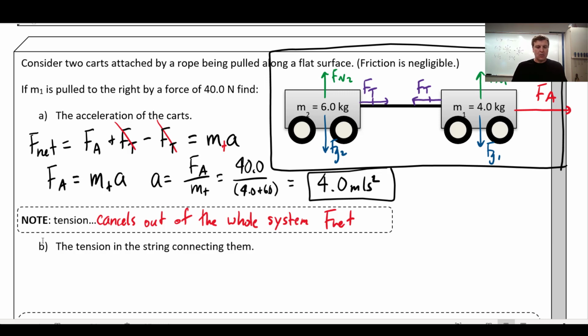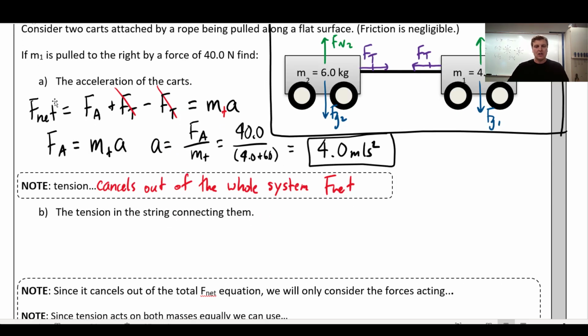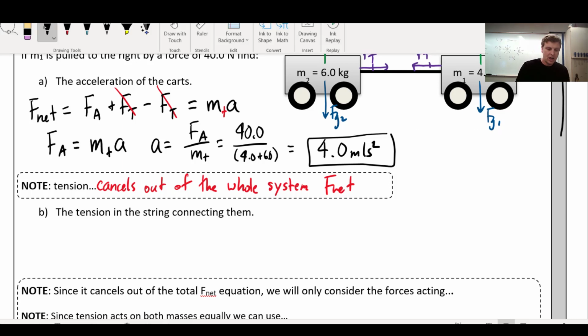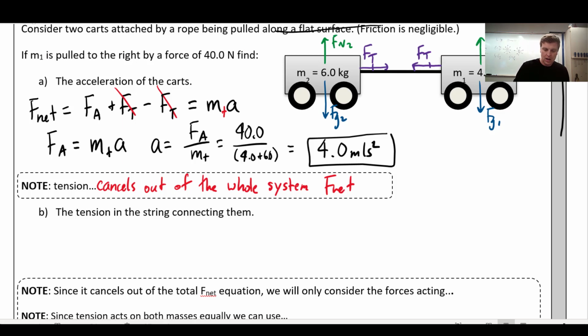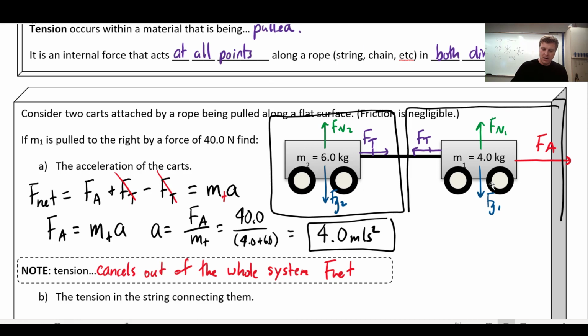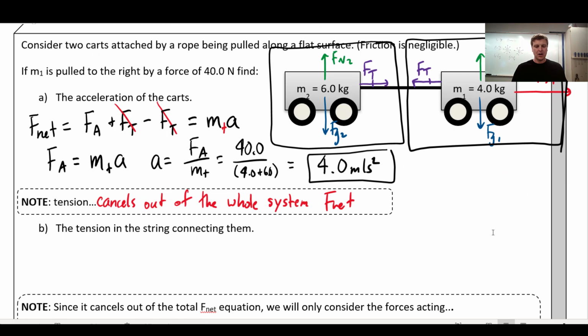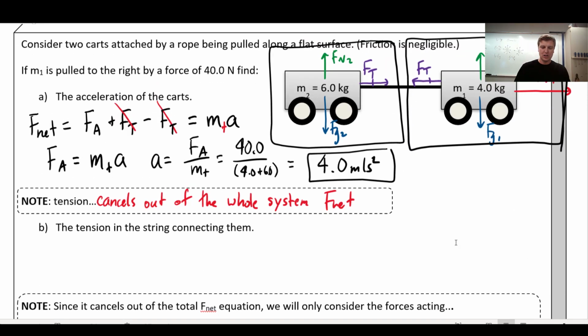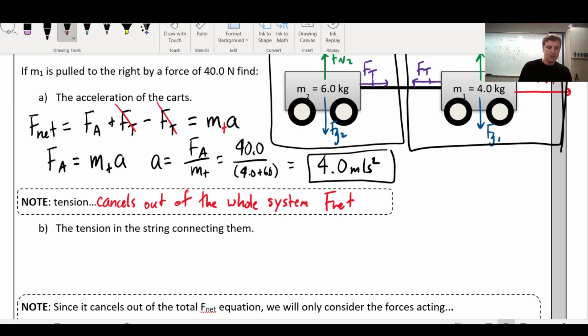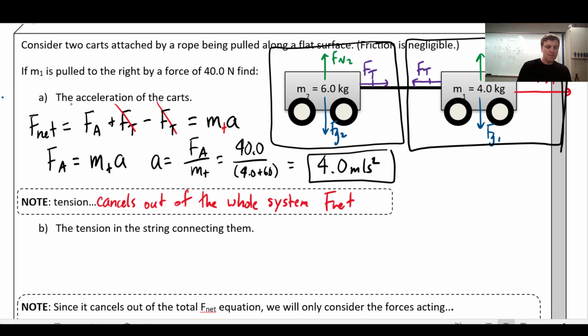So then the second question says, okay, so now find the tension in the strings connecting them. Well, I obviously can't look at the whole system because if I do, the tension force is going to cancel out. So now, in this case, I'm going to do a different trick. I'm going to look at just one half of the system or the other. I'm going to split this problem up into two possible chunks. Now, I'm going to do a little extra work here. You don't have to do all of this, but just to kind of prove a point the first time around, I'm going to do it this way.